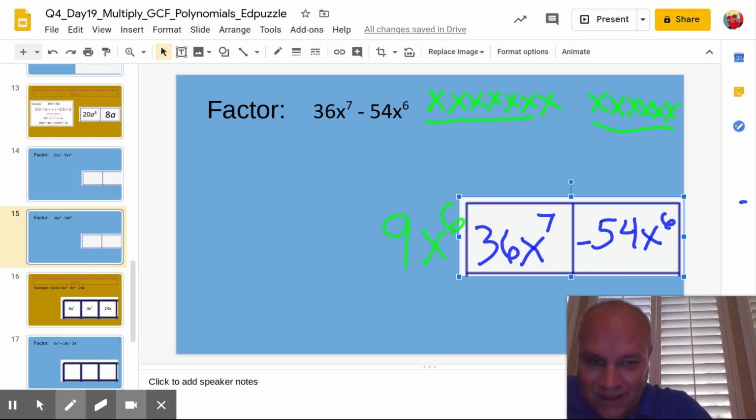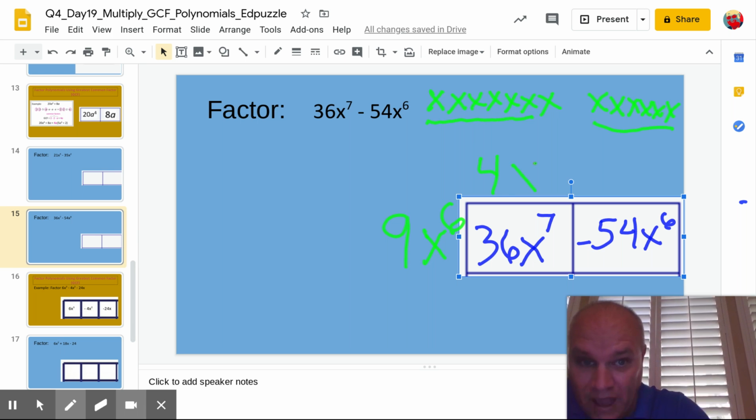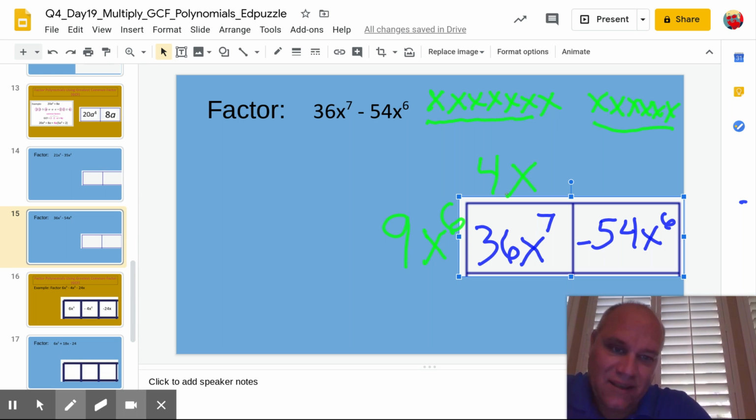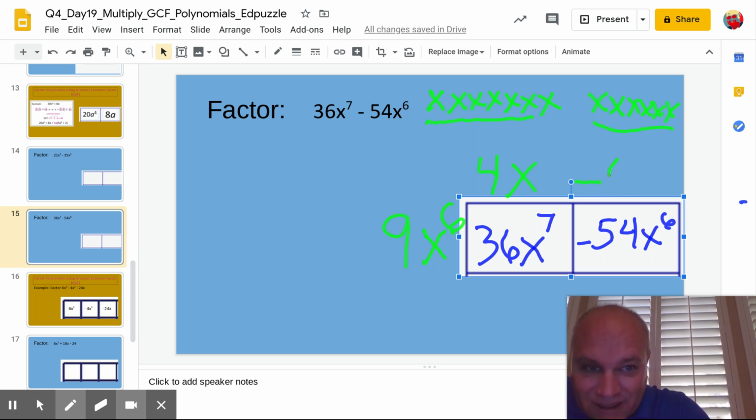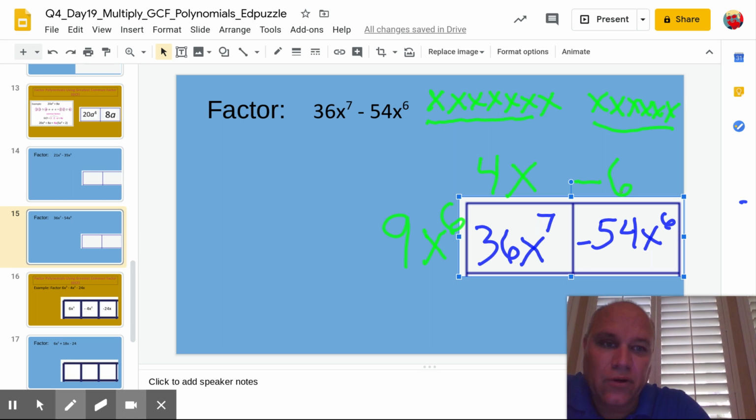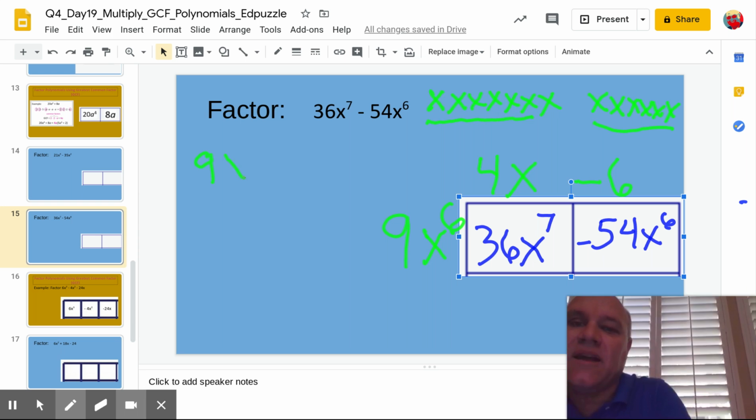So then 9x to the 6th times what gets you 36x to the 7th? Well, isn't that 4x to the first? And then 9x to the 6th times negative 6 gets you the negative 54x to the 6. Oh, goody, I made a mistake. Sweet, this is an example I wanted you to see. Perfect. So check this out. I would say my answer is 9x to the 6 multiplied by 4x minus 6.